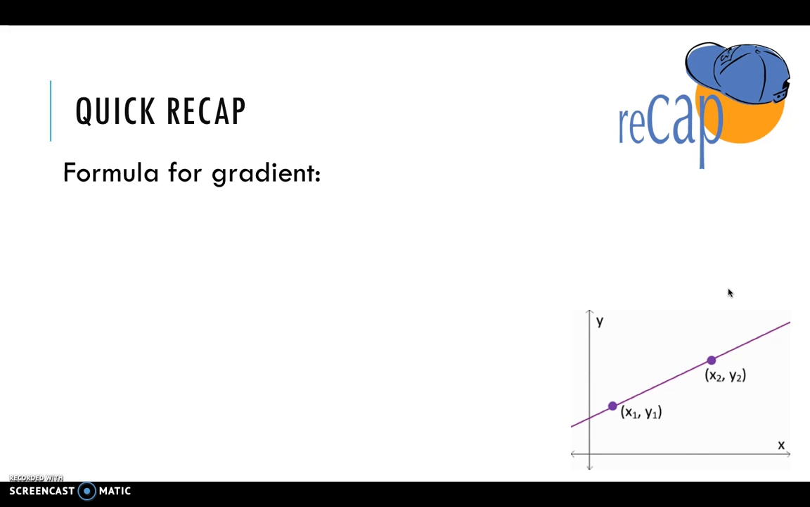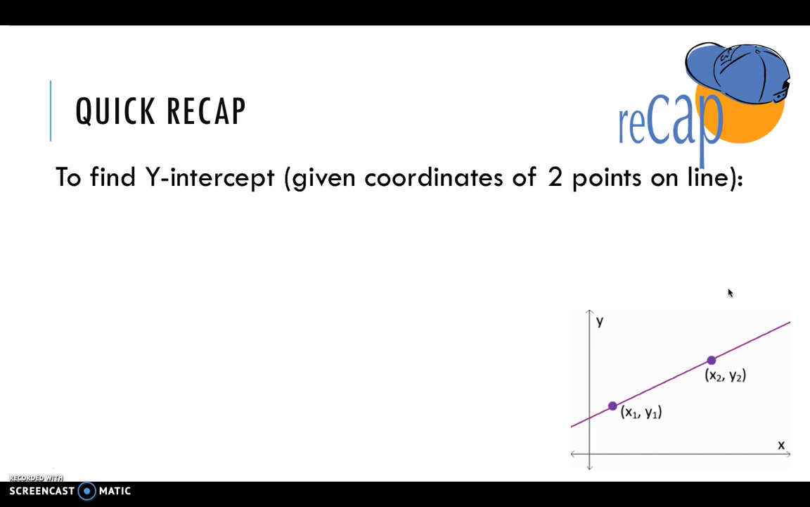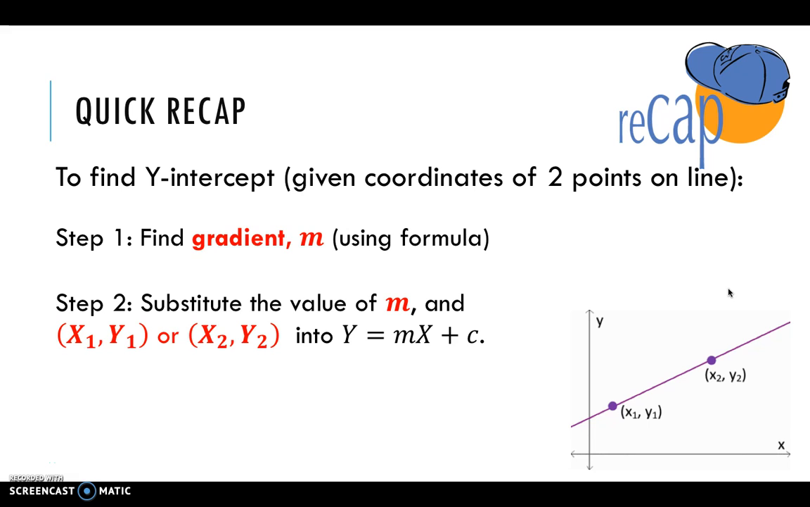Next we will talk more about the formula for gradient. The formula for the gradient is given by y1 minus y2 over x1 minus x2. Either that or it can be y2 minus y1 over x2 minus x1. Both will give you the same value. Lastly, how to find the y-intercept given the coordinates of 2 points lying on the line. First step, find the gradient using the formula as you have seen earlier. Second step, substitute the value of m and the coordinates of either one of the points into y equals to mx plus c, and then solve for the value of c in order to find the y-intercept.